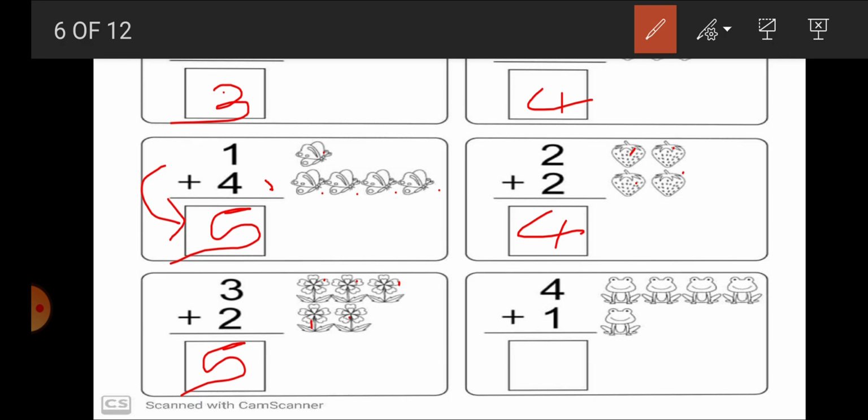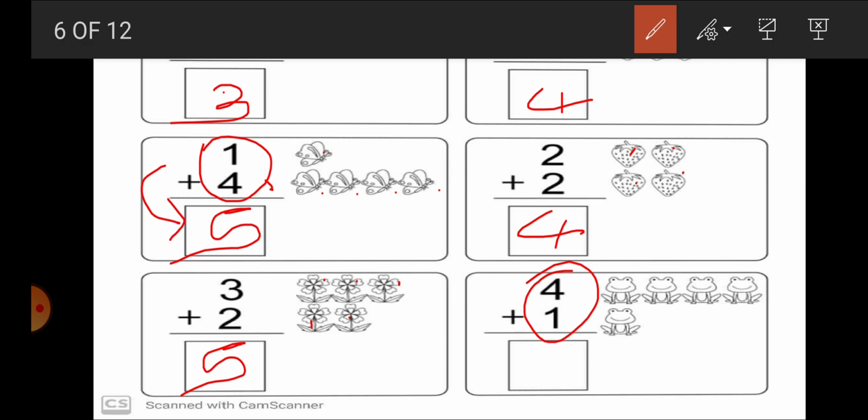Yesterday I told you that if we reverse the number, if we change the position of the number, then the answer will be the same. Look at here. This is 1 plus 4. Here we have 4 plus 1. Is the answer the same? Okay.